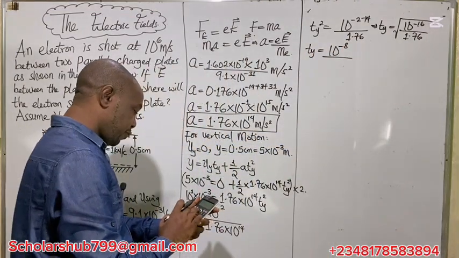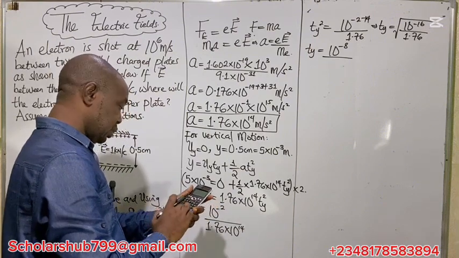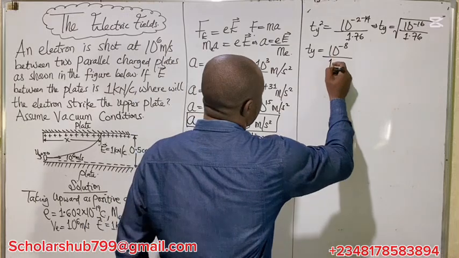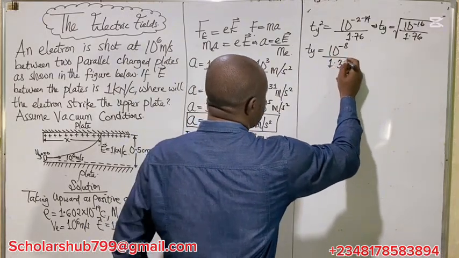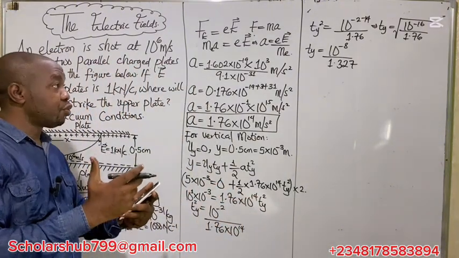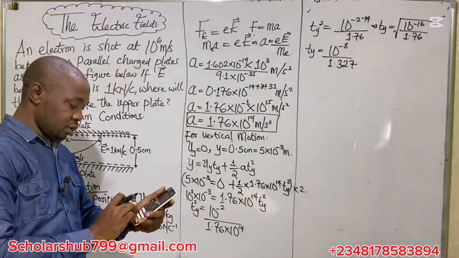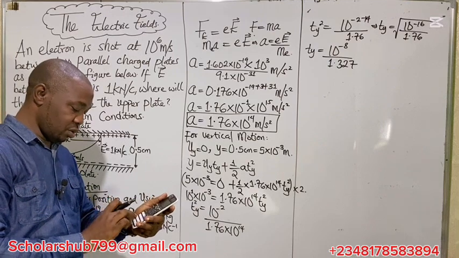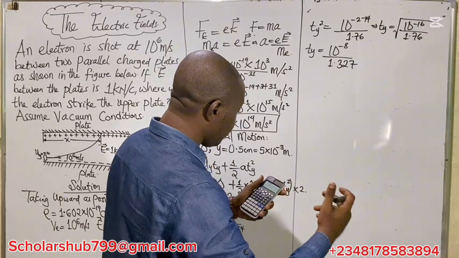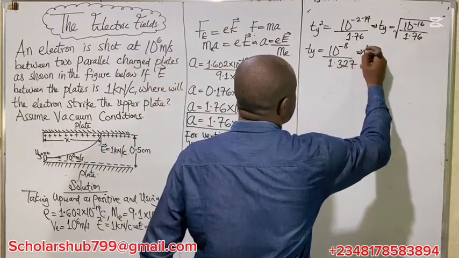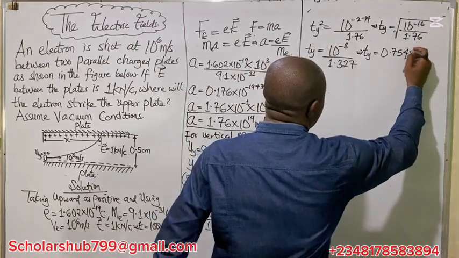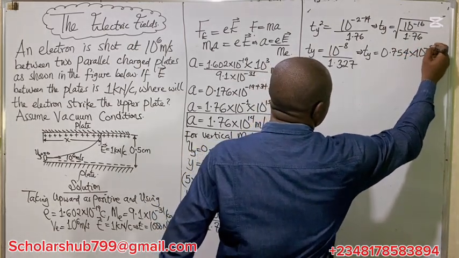Now, let's get the square root of 1.76, and that is 1.327. Okay. Now, what is 1 divided by 1.327? Okay, that will be 0.754. All right, so this will be ty equal to 0.754 multiplied by 10 raised to the power of negative 8.